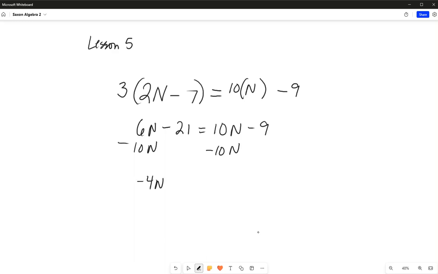so minus 4n. And then I'm going to move everything that's a constant to one side. So I've got negative 4n equals 21 minus 9, which is 12. And that's a positive 12. Then I'm going to divide both sides by that coefficient of n. And n is going to equal negative 3.